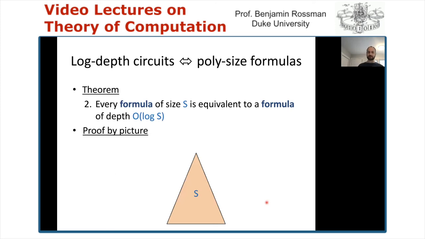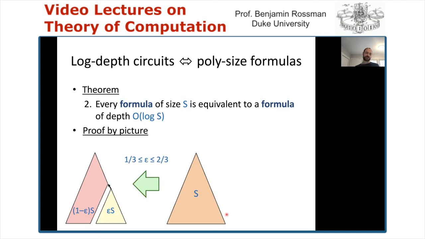Okay, so for the other direction, we're going to start off with a formula of size s, and we're going to show how we can convert it to a formula of depth order log s. So here, consider this orange formula of size s. So the first step is we're going to split this formula. We're going to find some edge, some wire that is in this formula. If you remove that wire, you'd split the formula into two subformulas, each of size between 1/3 s and 2/3 s. So the claim is, in other words, that there exists some subformula of the orange formula whose size is between 1/3 and 2/3 s.